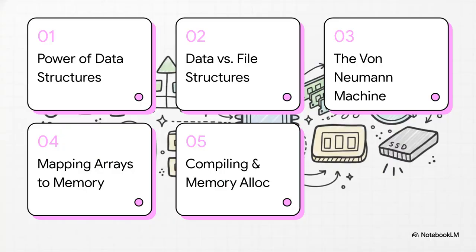Here is our roadmap for this explainer. 1. The power of data structures. 2. Data versus file structures. 3. The von Neumann machine. 4. Mapping arrays to memory. And 5. Compiling and memory allocation.